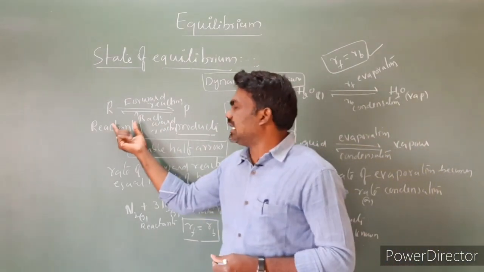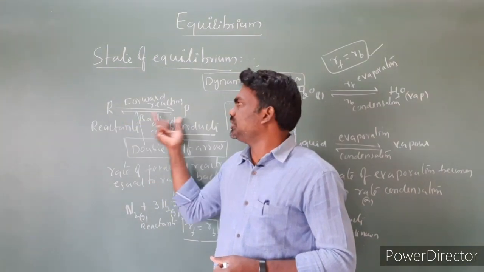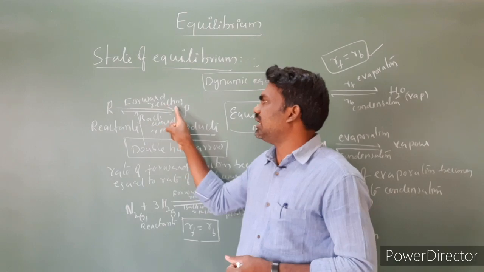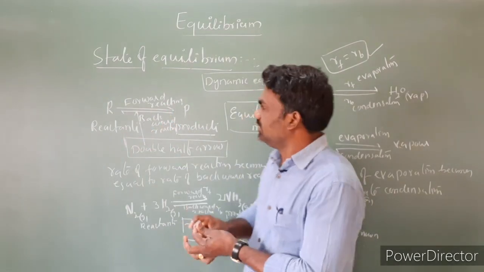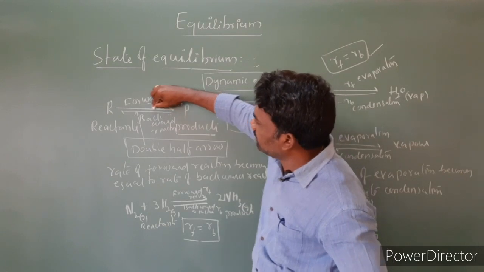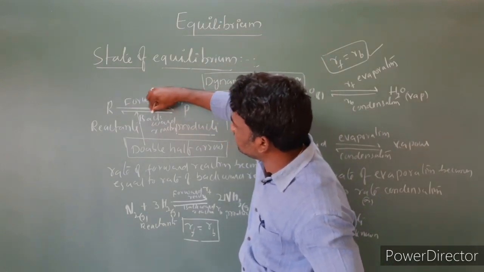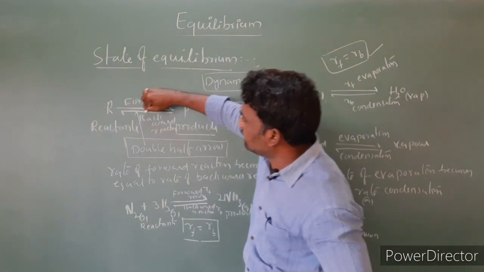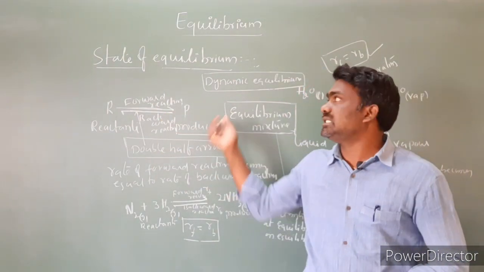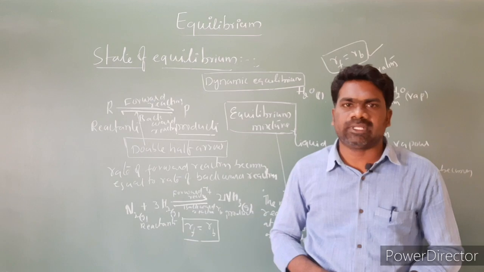The equilibrium position can be indicated by the double half arrow. This is the forward direction and this is the backward direction. This is one half arrow and this is another half arrow. Equilibrium can be indicated by a double half arrow. So this is the introduction relating to the state of equilibrium.